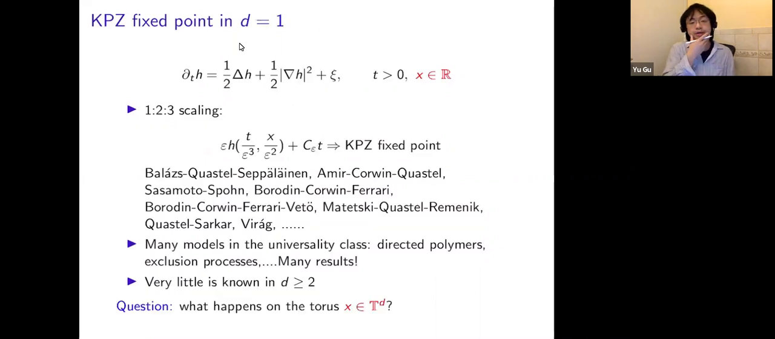So our question is, what happens on the torus? In my previous slide, I was talking about the small scale singularity. If you only look at small scale singularity, then whether you're on the torus or on the whole line doesn't matter that much, because the small scale doesn't see the boundaries. But if you're talking about large scale behavior, you send t to infinity, then the dynamics will feel the boundary if you are in a bounded domain. So presumably the behavior will be very different, and that's indeed what we prove here. As suggested by the title of my talk, we'll show that on the torus you have Gaussian fluctuations.